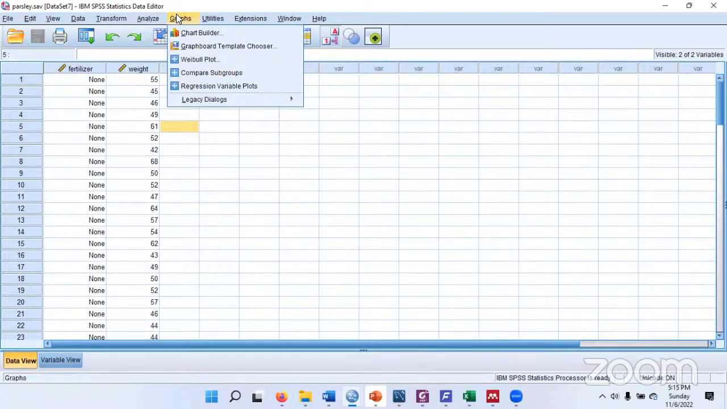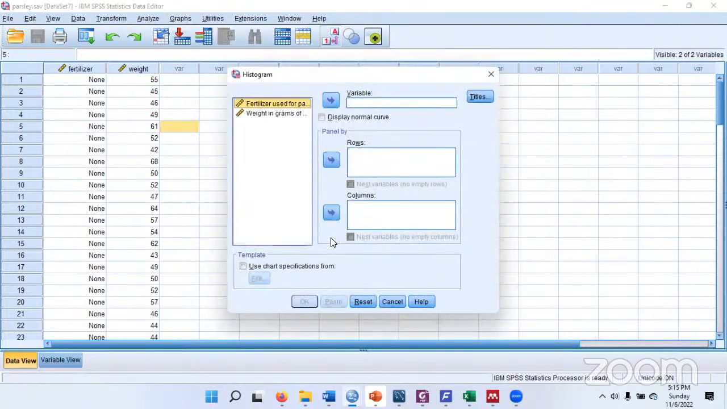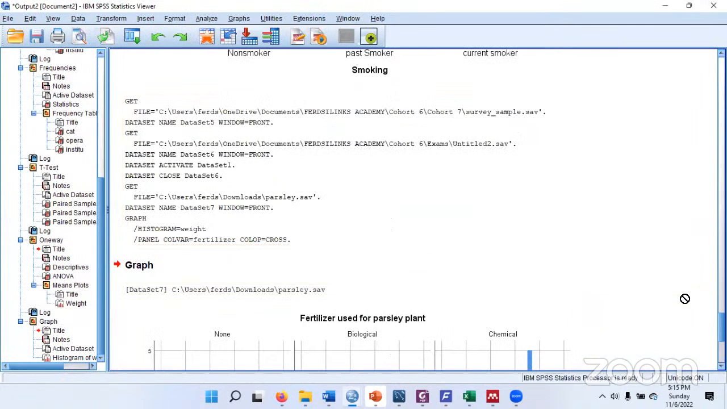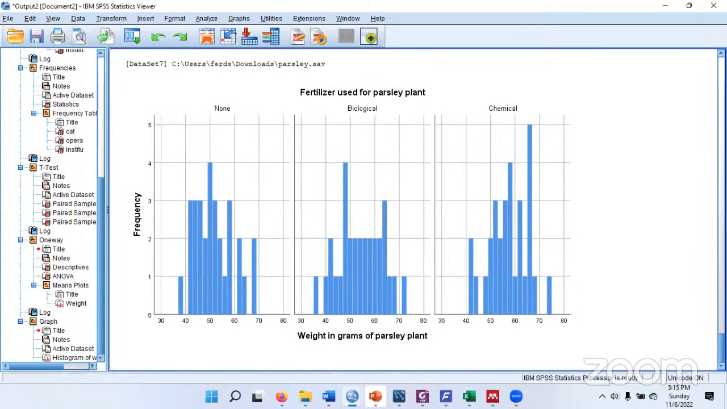So I can go to charts, take legacy, and take histograms. I'm just trying to show you another way. My variable here is grams, and my categories will be fertilizers. Let me put it on the columns. Let's just take OK and see what we have, how our histograms will be. Do we see the output?